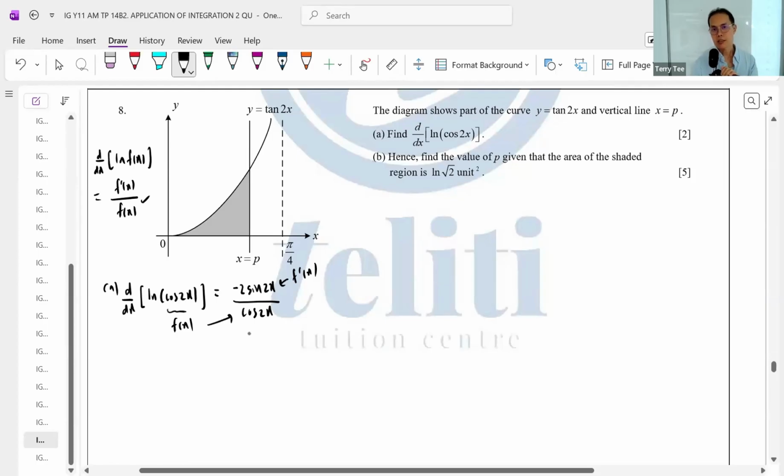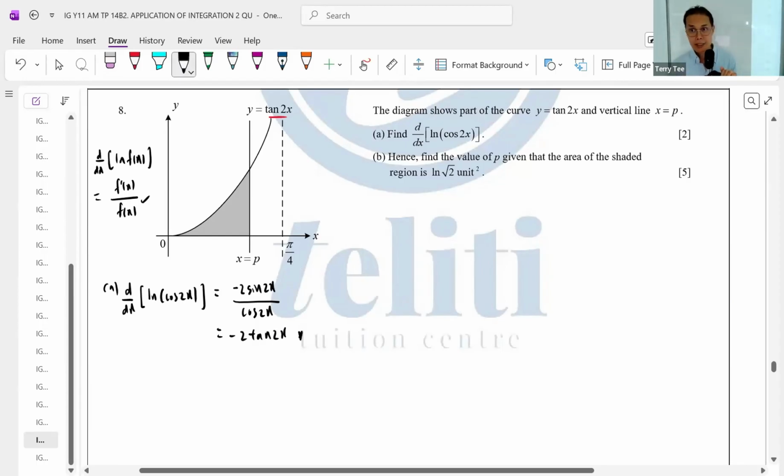Some people change it to tangent. I think I changed to tangent because you got to give your answer in tangent later, as the graph is in tangent. We know sine over cos is tangent, right? So guys, I'm going to change this to tangent. This is negative 2 tangent 2x.